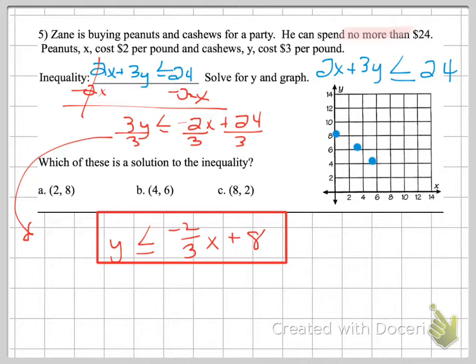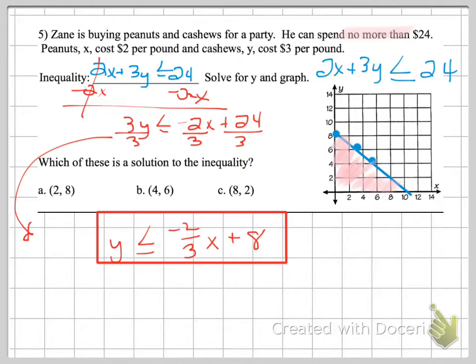Okay? And then I'm going to go ahead and graph. What kind of line am I going to have? Solid, right? Because it's equal to. We go ahead and shade. It's everything that's not above. I got ahead of myself, sorry. Less than means I shade below. That's everything in here. Okay?